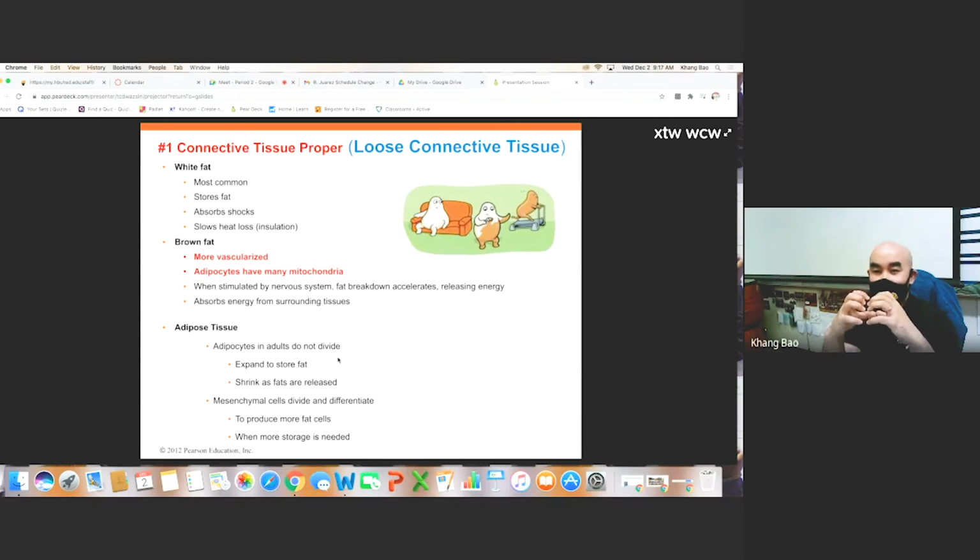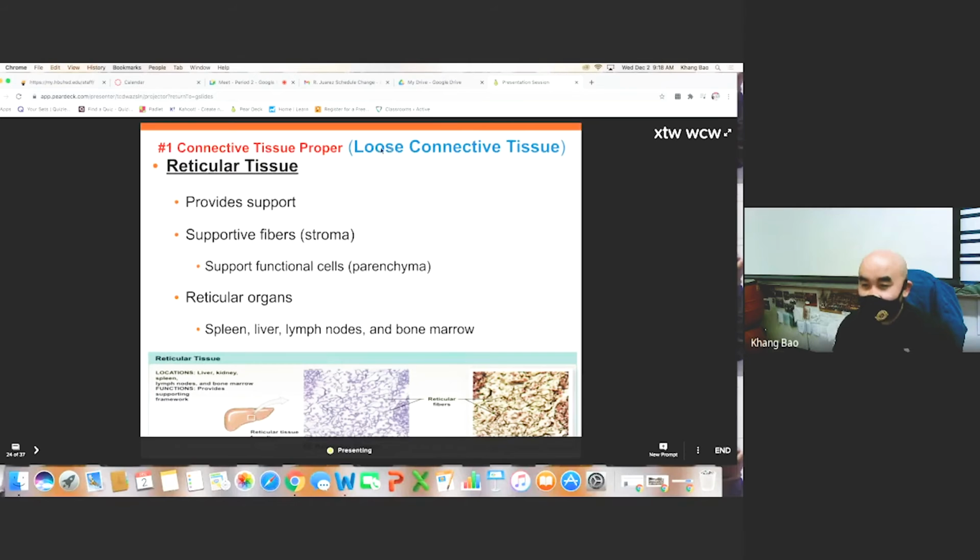You always have the same amount of fat cells when you are an adult, because your body doesn't make new fat cells anymore. They just become bigger or smaller. And that's how you gain weight or lose weight. And the last type of loose connective tissue is what we call reticular tissue. This guy is technically found more in the organs. It also provides support for organs like the spleen, liver, lymph node, and bone marrow.